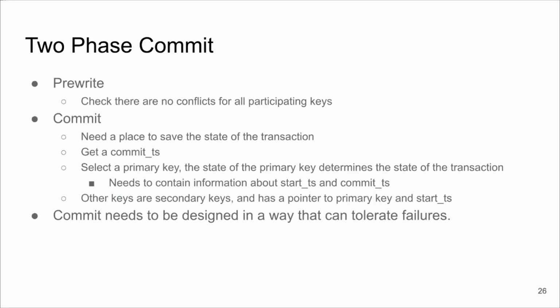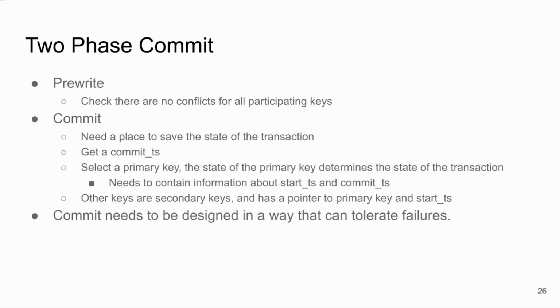It cannot be done in one step. You have to do it in two. Once you pass this check, which means that there are no conflicts on all the participating keys, then you can commit. It's the same as the Kafka case, and you have to commit. The way you do that is you choose one key as your primary key, and you make this key visible to the other transactions. And once this is done, all the other keys have to commit.